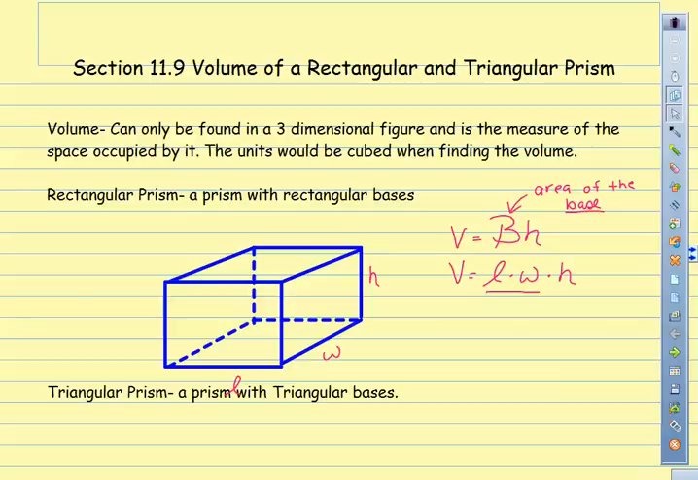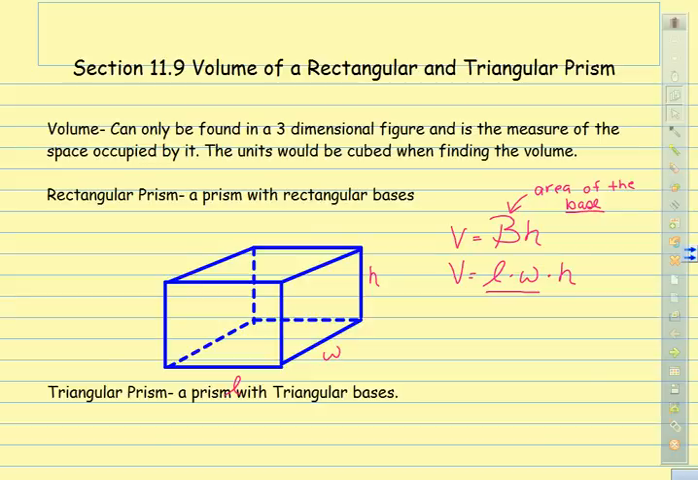Alright, this is section 11.9, volume of a rectangular and triangular prism. Volume, again, can only be found in a three-dimensional figure. We've been talking about two-dimensional figures, finding the area within them. This is now a three-dimensional figure, like a room or a box, trying to fill it up with air, or filling the box up with solid or a liquid for that matter. And it is the measure of the space occupied by it.